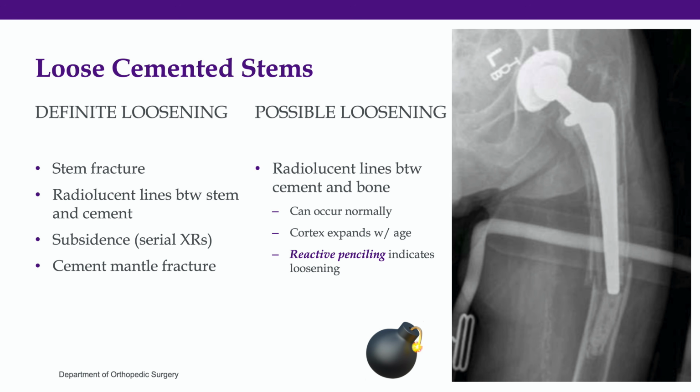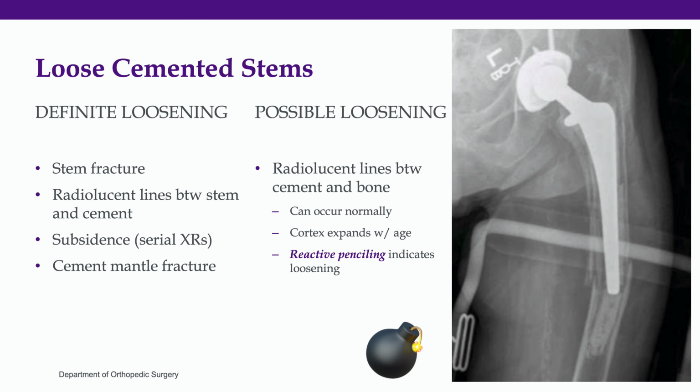For definite loosening, we're looking for really objective criteria. There's a stem fracture. There's a radiolucent line between the stem and the cement. There is subsidence of the stem based on comparison of serial x-rays, or a fracture through the cement mantle. Signs of possible loosening primarily are radiolucent lines between the cement and the bone.